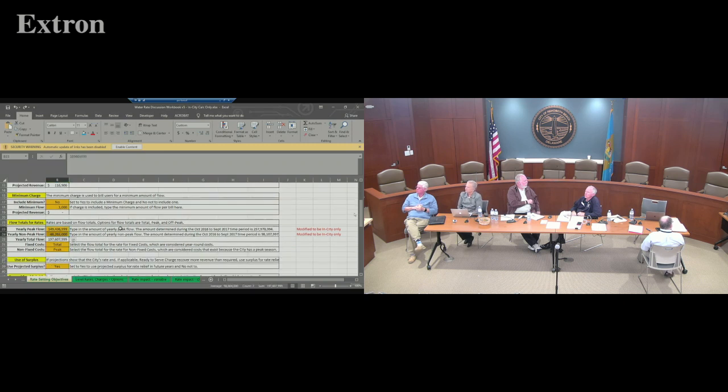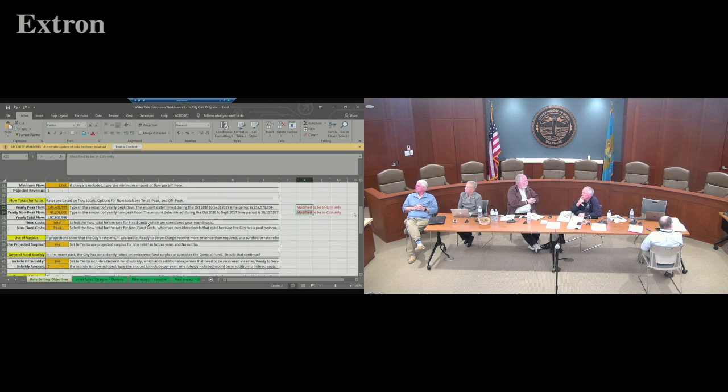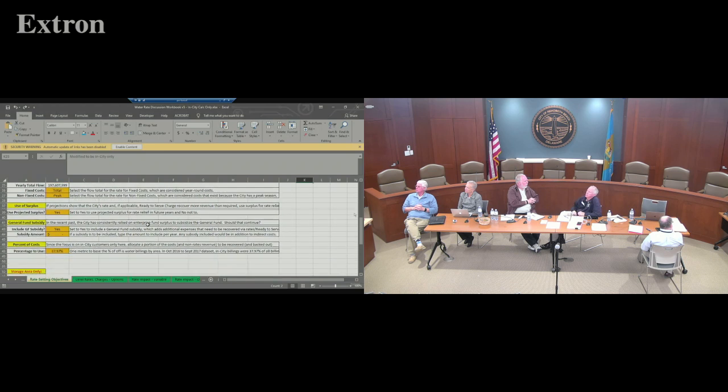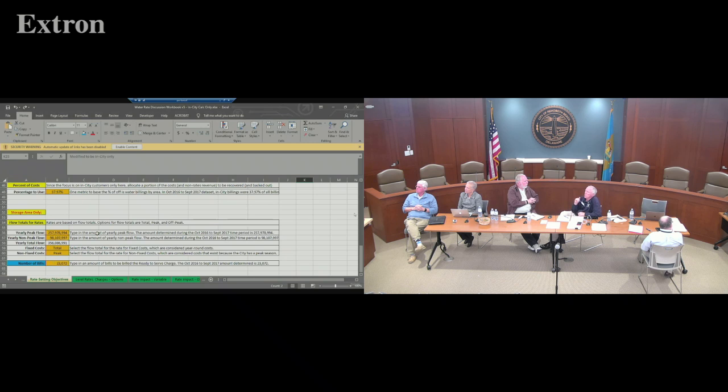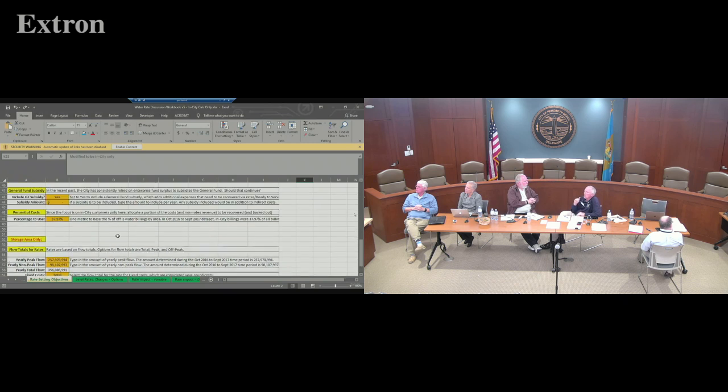What about flow? Well, we should be able to get at that just for the in-city users, so let's add those numbers in as well. And I put a little note here in red to say modified to be in-city only. All right. So those are the things I changed. And then I just threw the other data down here as reference. I said storage area only. They're not used in my calculation.